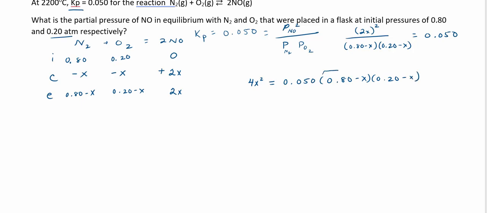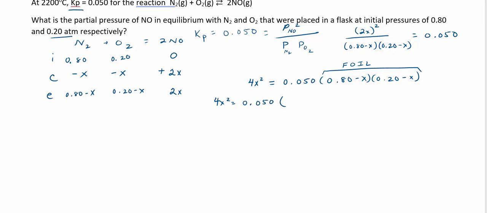But we need to expand this part here. This is using the technique called FOIL. I've seen in some algebra classes they call it other things. I learned it as FOIL. I'm going to present it as FOIL. If you know a different way and it works consistently for you, please keep using it and ignore this part. So I'm going to keep my 4x squared over here. I'm also going to keep my 0.050 over here. I'm not going to distribute that yet.